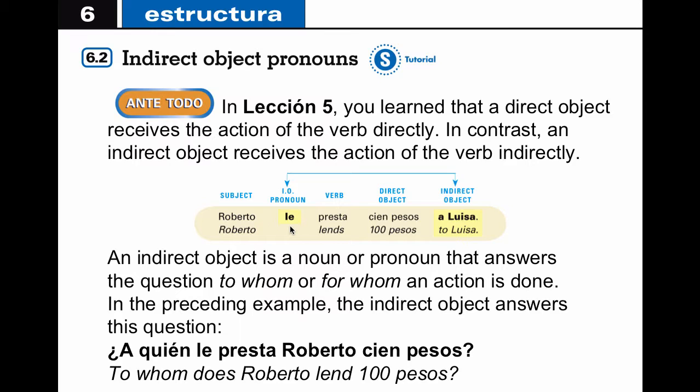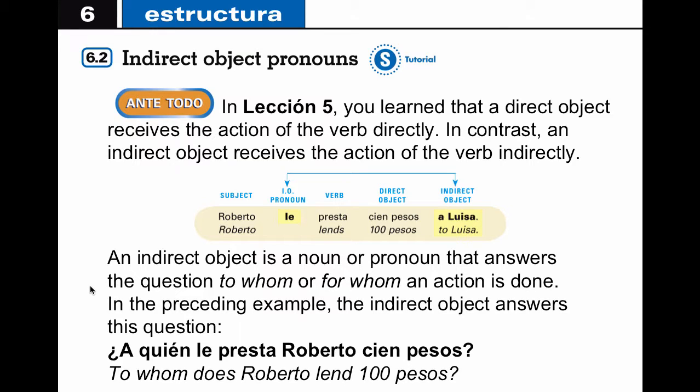So, Roberto le presta 100 pesos a Luisa. Okay, so we have here the indirect object pronoun le corresponding to the indirect object a Luisa. One way I like to look at these indirect object pronouns is that they are expressing transfer of one thing to another. In this case, le presta 100 pesos, so loans or lends 100 pesos, transferring to Luisa.